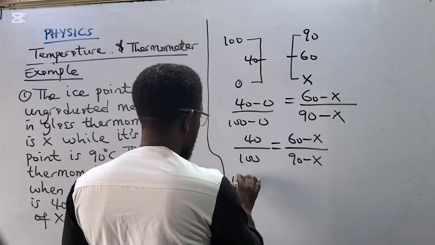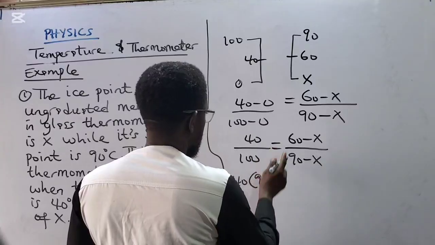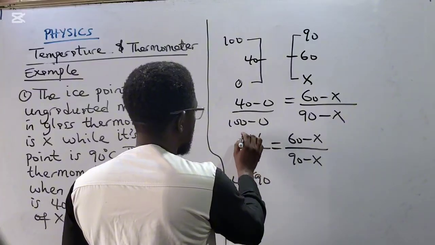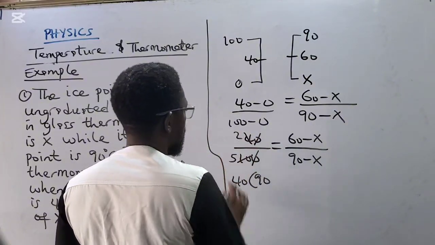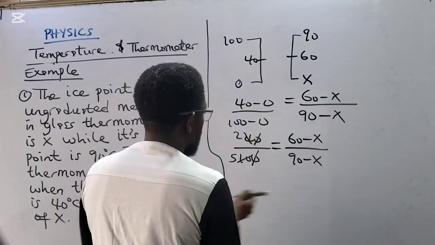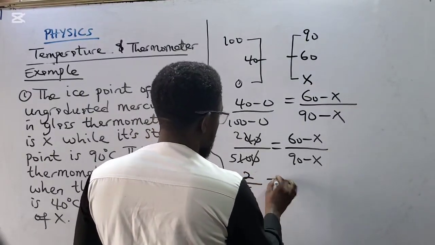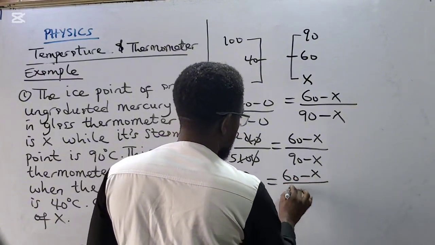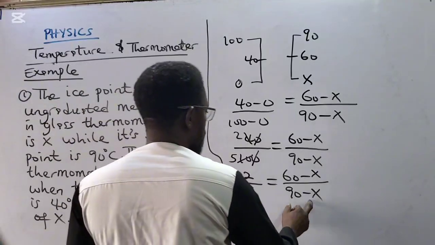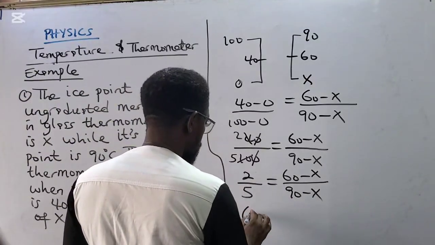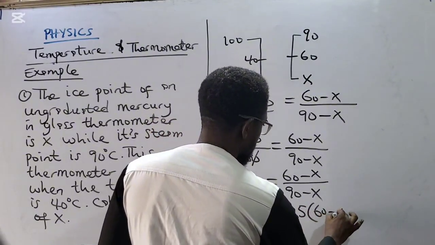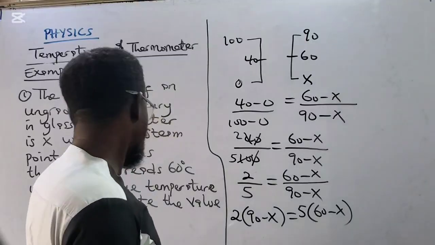We cross multiply. We have 40 into 90. I'd better cancel this out first, so that we're left with 4 over 10, then 2 can divide this to give 2 over 5. So now if we cross multiply, let's try this again so I get a clear picture of what we are doing. We have 2 over 5 equals 60 minus X over 90 minus X. Cross multiplying, we have 2 into 90 minus X equals 5 into 60 minus X. Now we open the brackets.